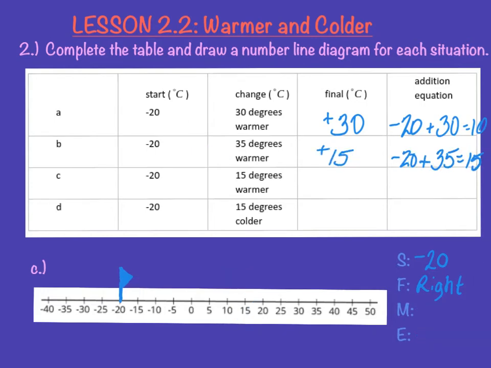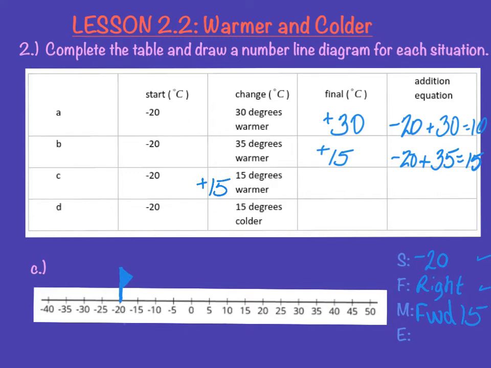Next, same thing to begin with, starting at negative 20, facing to the right because I'm adding. What am I adding? 15 degrees warmer, so that's positive 15. Positive means I move forward. In this case, I'm moving forward 15. So I'm here at negative 20, and I need to go 15 places.